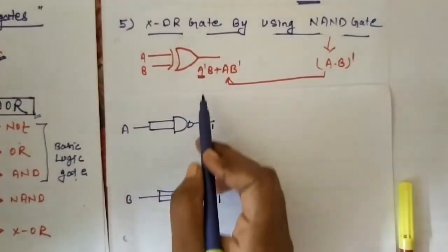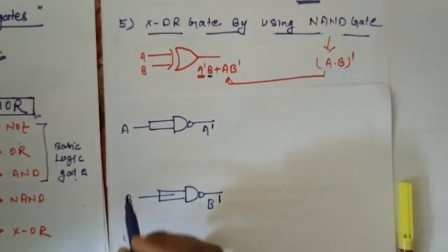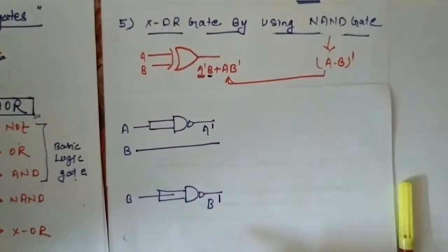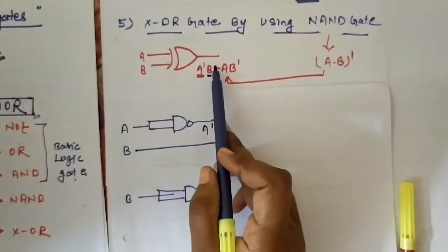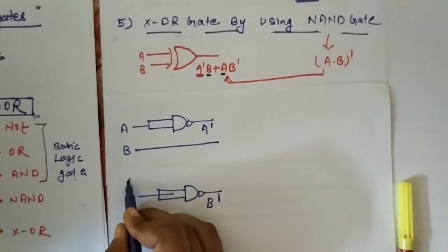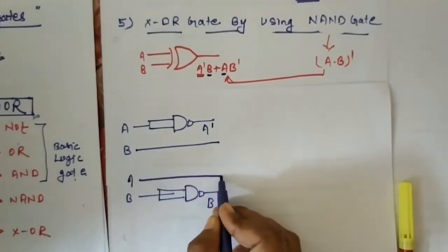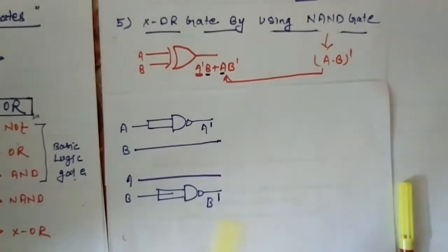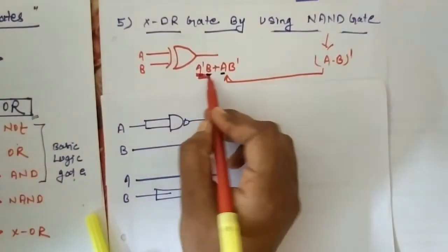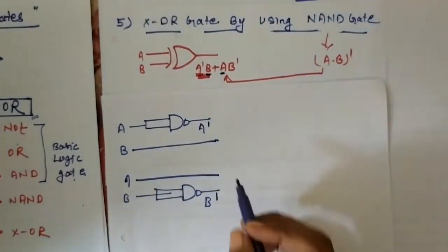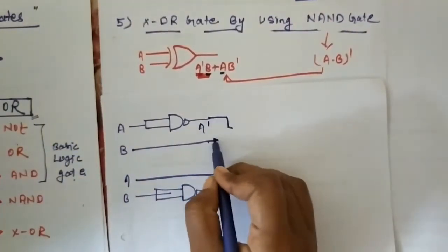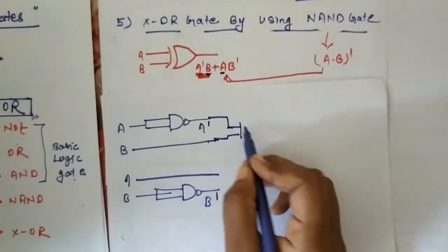But for the B, we only want B, so we can take B simply, because we don't want the dash. And here for the A, we can take A dash value. After that, we have to multiply these two inputs, A dash into B. So this is A dash and this is B. So let's multiply. That means we use which gate?